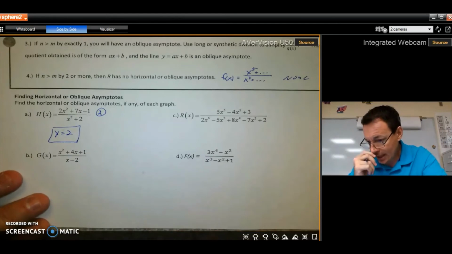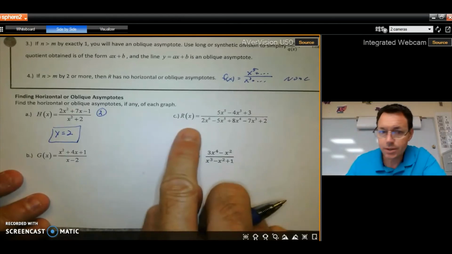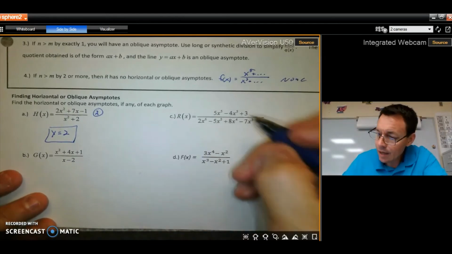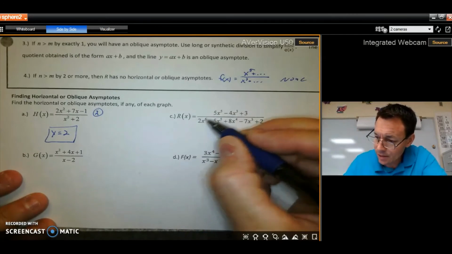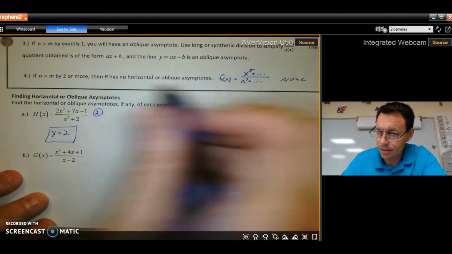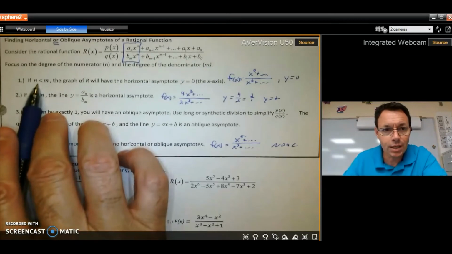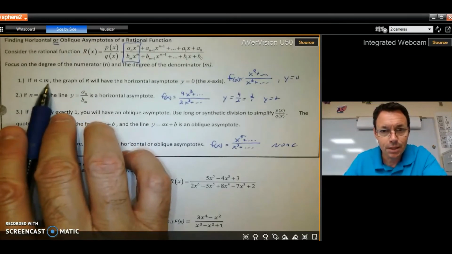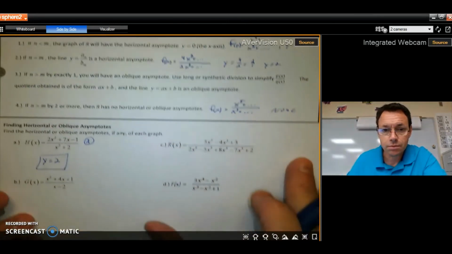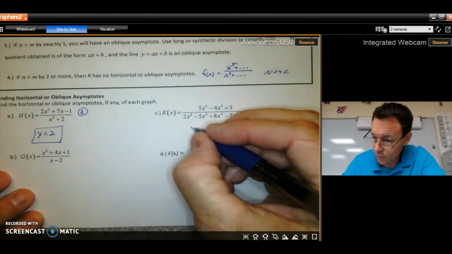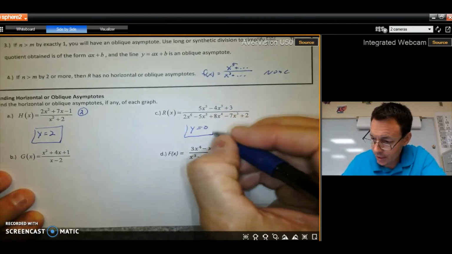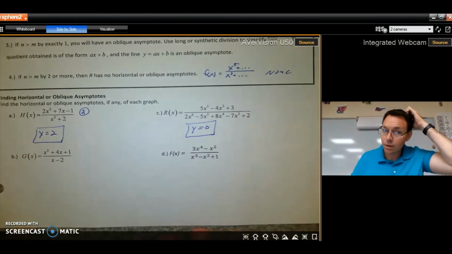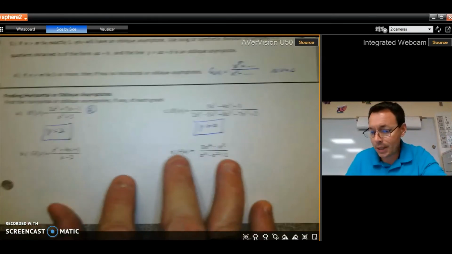Okay, let me go sideways. Look at C. I've got x to the 5th, and I've got x to the 6th. So this is smaller than that. So if n is less than m, then that means y equals 0. So there's nothing to do here. y equals 0, that is our answer, and we're done. That's all we're doing.